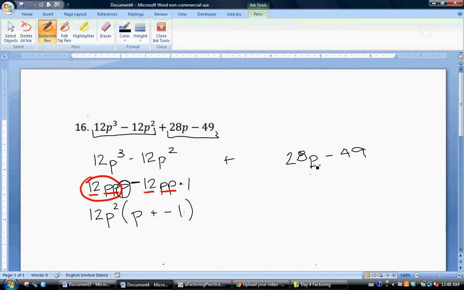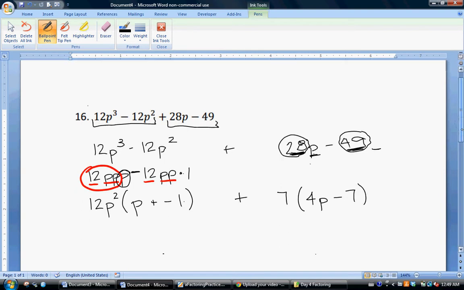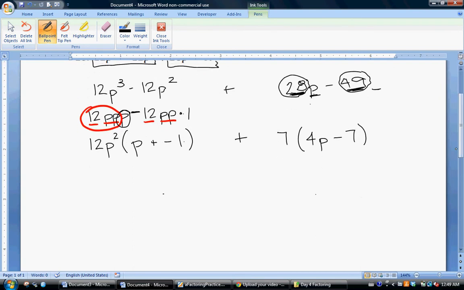Okay, so this one has a p, this one doesn't, so p's are not coming out. If we look at the 28 and the 49, what can we divide both of those numbers by? And the answer is 7. So that's what we're dividing this out by. When you divide out a 7, from here you end up with a 4 left, and that p didn't go anywhere. And when you divide out a 7 here, you end up with 7 left. And so we end up with that. If you notice, this term is not like this term. Nothing is the same, and so this is basically our answer.